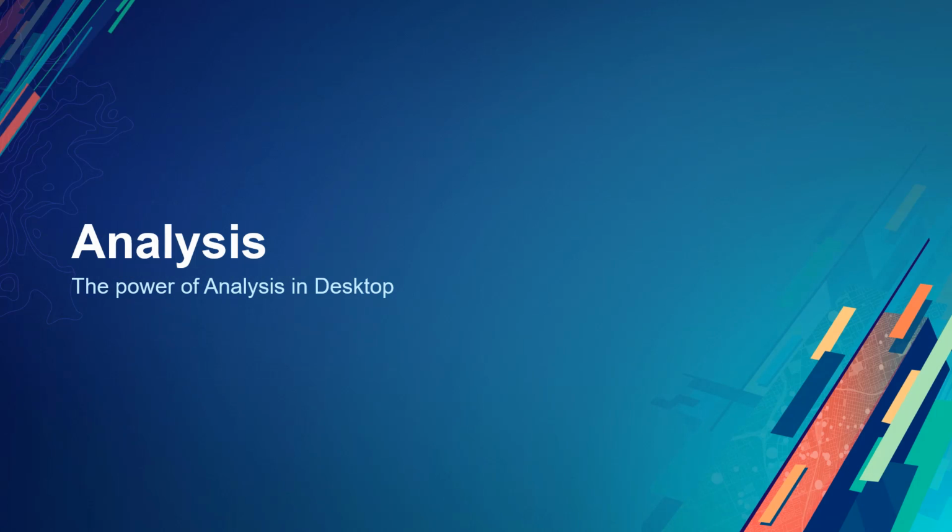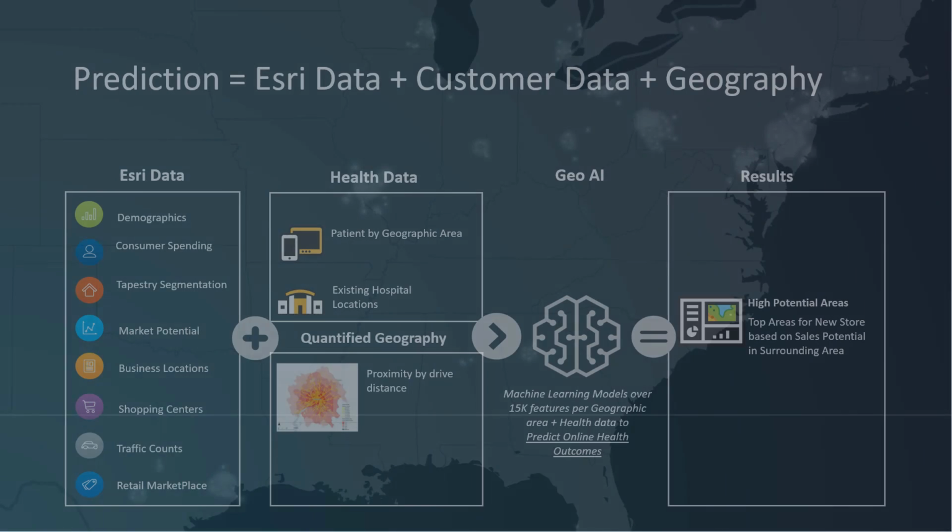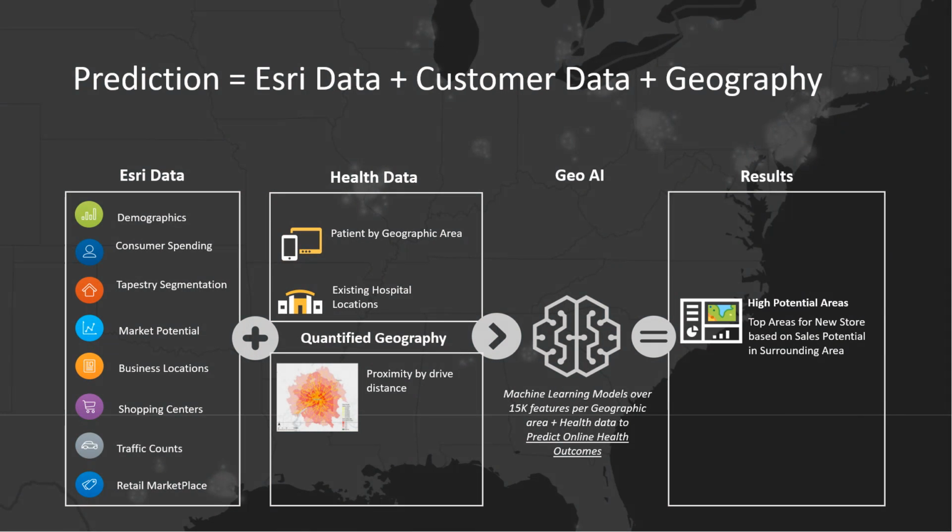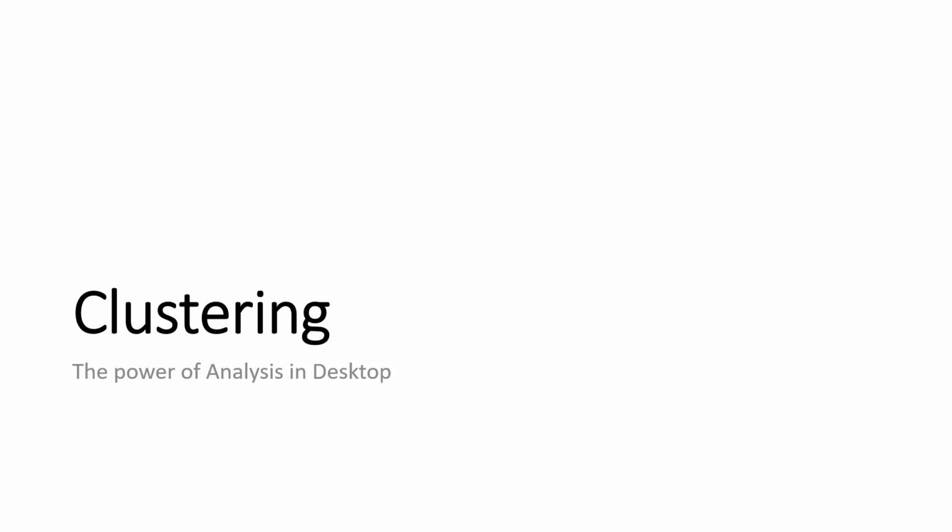But in Pro, you really can leverage analysis. And basically in Pro, you can pull Esri data, and then you can pull information from your internal systems, electronic health record system, and so on. And then you can apply GeoAI tools. And let me talk to you a little bit about some of those GeoAI tools. There are tools for clustering, for example.